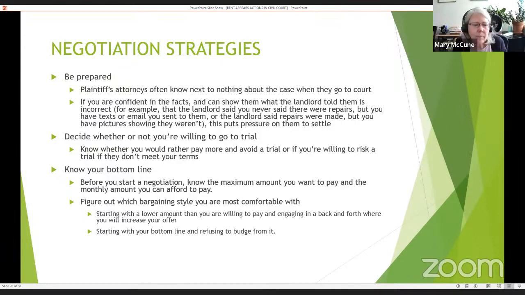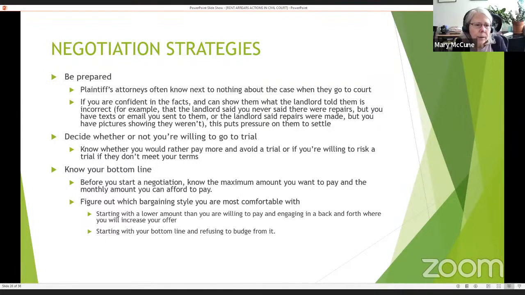So think about it. They will know. If you're not sure, they will sense that. So the more confident you are and show you are in negotiations, the more likely you're going to get a good outcome, regardless of what you want that outcome to be.